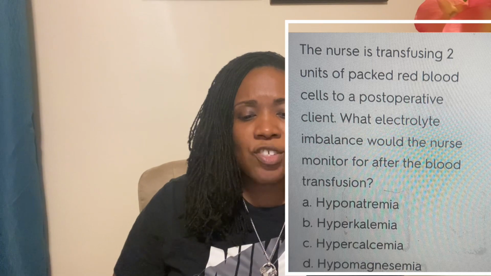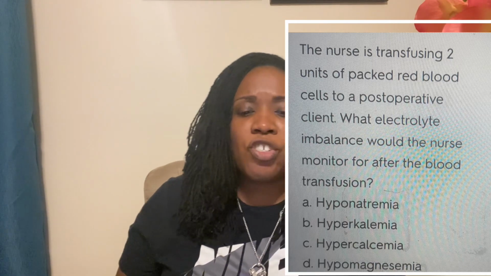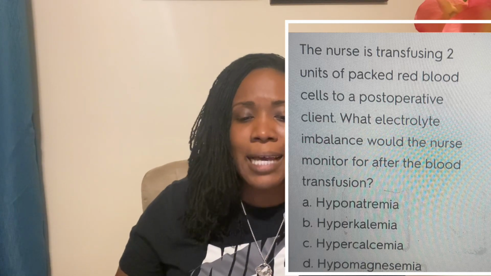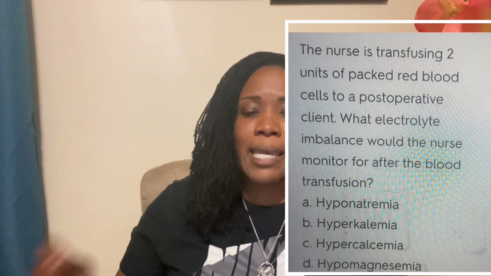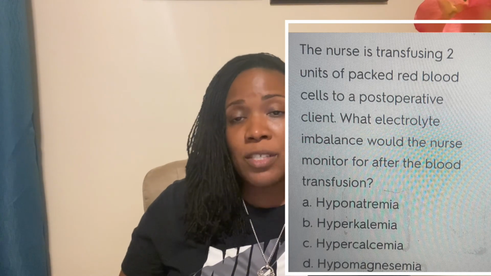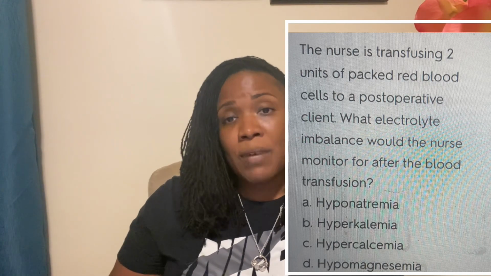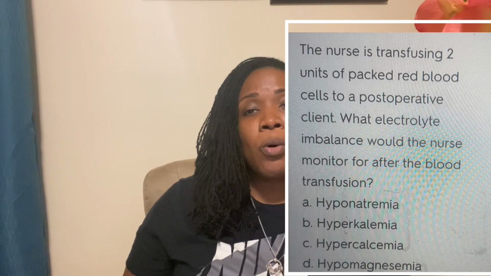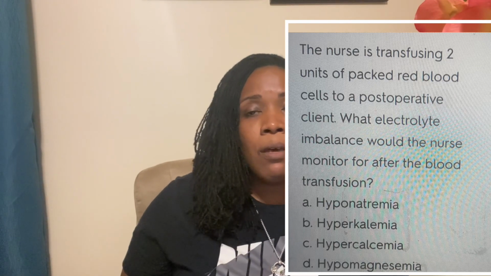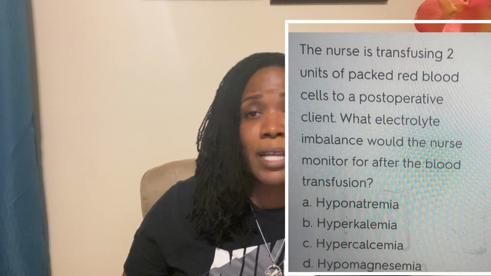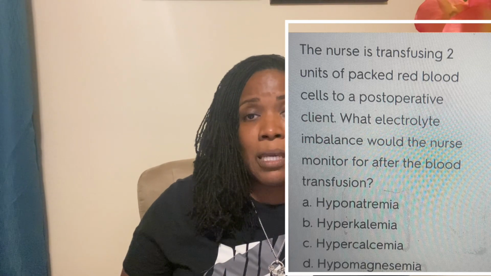All right, next question, number 2. The nurse is transfusing 2 units of packed red blood cells to a post-operative client. What electrolyte imbalance should the nurse monitor for after the blood transfusion? So we know that red blood cells usually come from a donor, right? So on top of having the red blood cells, you will be transfused with some electrolytes that may be inside of the blood.